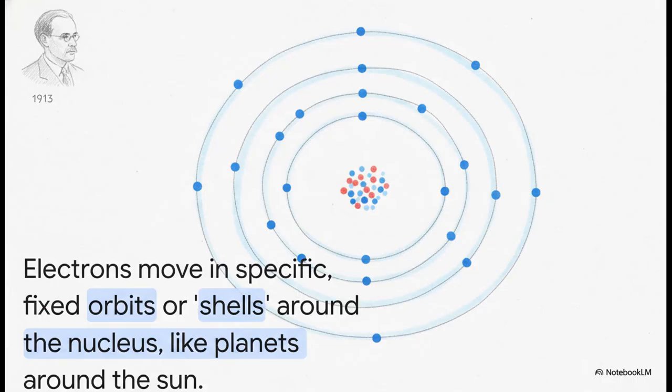Next up was Niels Bohr, who added a crucial detail to Rutherford's model. He figured out that electrons weren't just buzzing around randomly. Instead, they were stuck in specific orbits or shells around the nucleus, kind of like planets orbiting the sun on fixed paths. It brought a new sense of order to the whole thing.